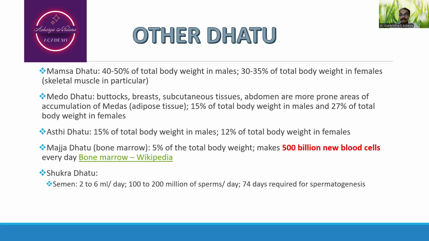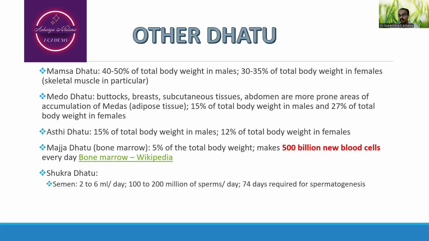As far as Asthi Dhatu is concerned, 15% of the total body weight constitutes the bone tissue in males, whereas 12% of the total body weight constitutes the bones in females. As far as Majja Dhatu, or the bone marrow, it contains 5% of the total body weight, and it is mentioned that it produces 500 billion new blood cells every day.